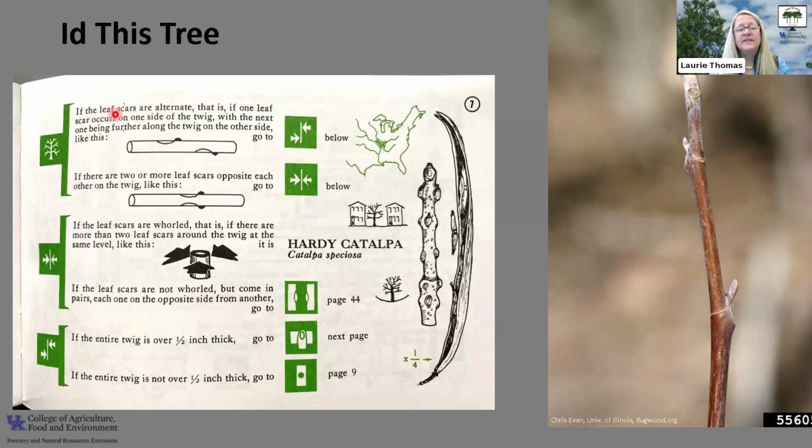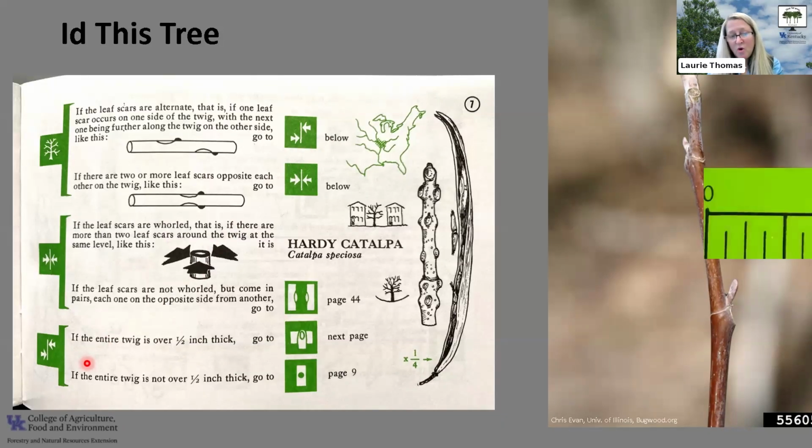Now it's asking us if the leaf scars are alternate or if the leaf scars are opposite. Well, we see a leaf scar here and we see a leaf scar up here. Clearly, those are staggered and those are alternate. So we're going to go to the bottom set of brackets. Now it's asking us if the twig is over 1/2 inch thick, or if the entire twig is not over 1/2 inch thick. Well, it looks like a very slender twig. And as we put our scale, and this scale is actually on the back of your tree finder, we can see that we're not even 1/4 inch thick.